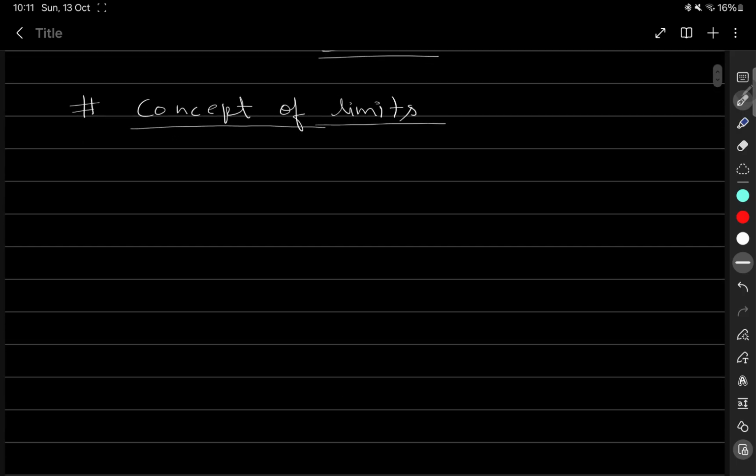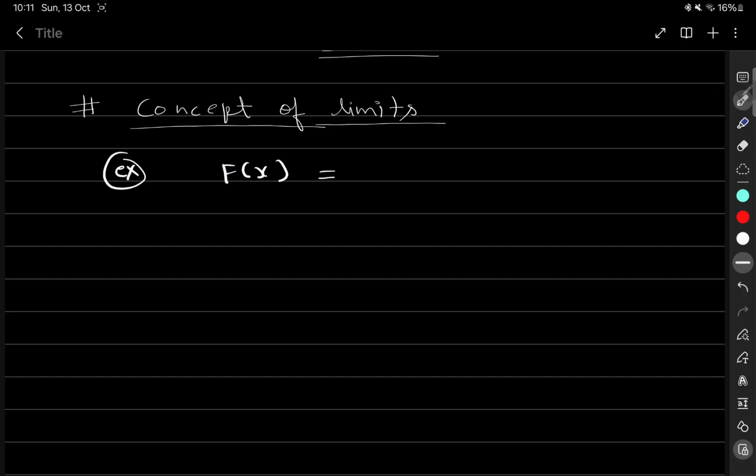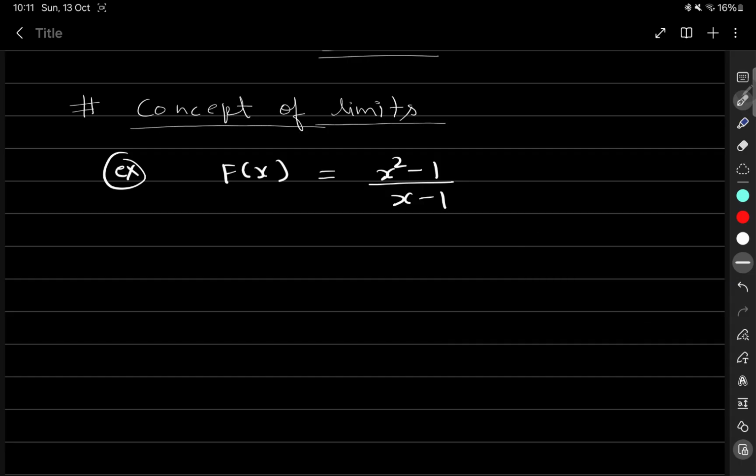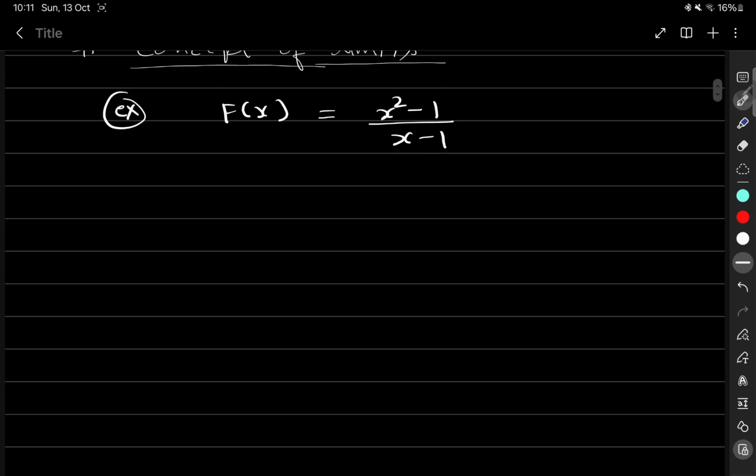So to make you understand the concept of limit, or the need of limit, I want to take one example. Let's take any function f(x) = (x² − 1)/(x − 1). Okay, got it? So this function is given. Now I'm saying, please find the value of the function at 10.